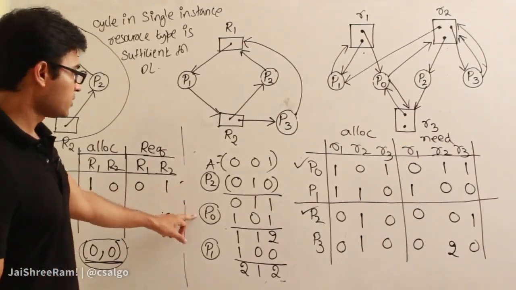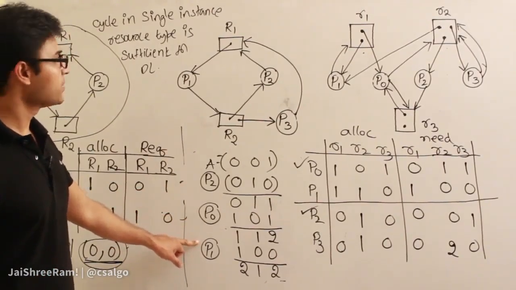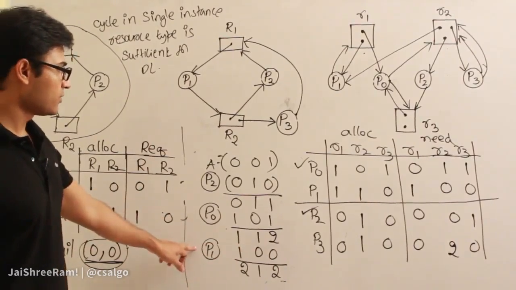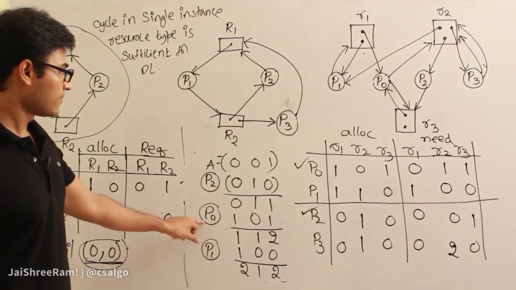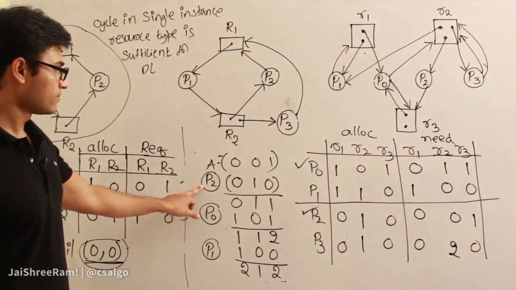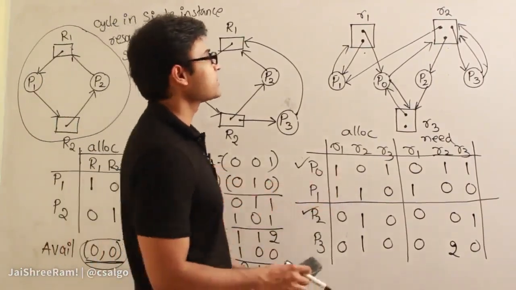P0 is over, P1 is over, P2 is over, and if they're all over, then R2 must be 3. But why did I get R2 as 1? Let me see. If P1, P2... somewhere I did something wrong. Okay, let me just check it. Let me just check this diagram one more time.